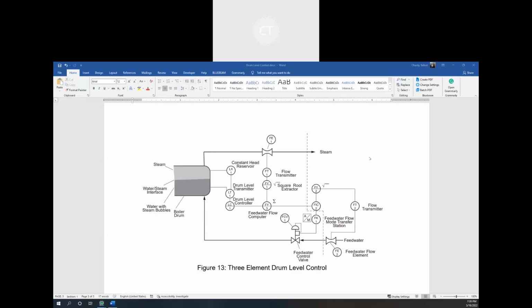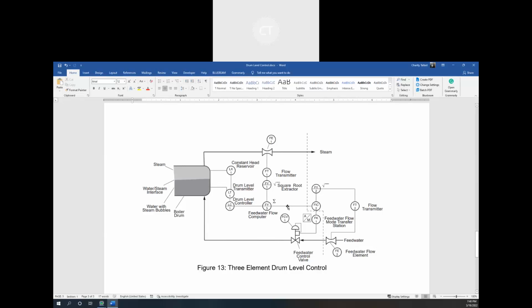Next we'll go through the 3-element drum level control. In this case, we see here this dotted line. Everything to the left of this dotted line is the same as the 2-element drum level control. The only difference here is we have a feed water flow element and a new flow transmitter. We have our feed water going in, but now it's going in through a feed water flow element. This goes to our valve, which goes to our boiler drum. We have the output of steam, and then we have our flow transmitter, the same as in the 2-element. We have our flow transmitter and our drum level transmitter. These go to our feed water flow computer.